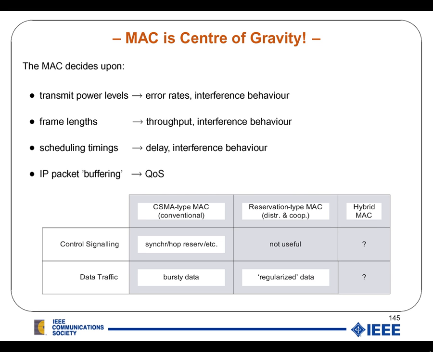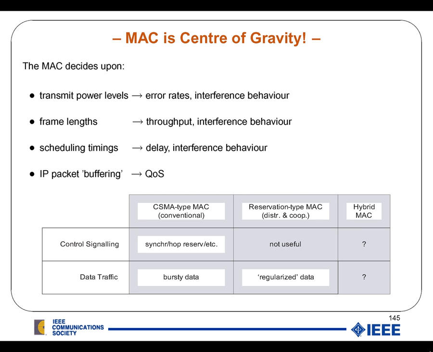MAC is really the center of gravity of a communication system. It decides on many issues such as the transmit power levels and therefore immediately has an impact on the error rates, on the interference behavior. It would also decide upon the frame lengths, which of course determines the throughput and also the interference behavior. It would have an influence on the scheduling timings.